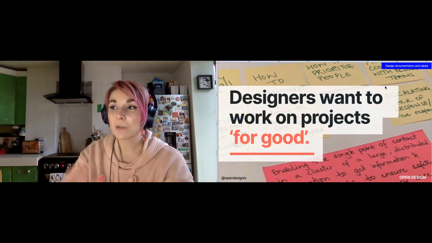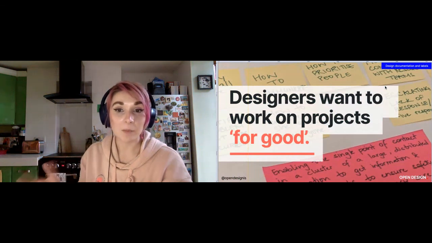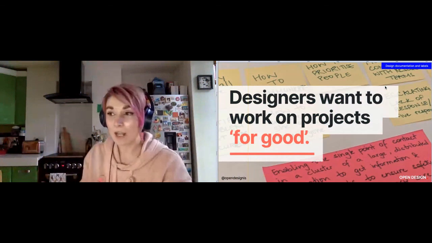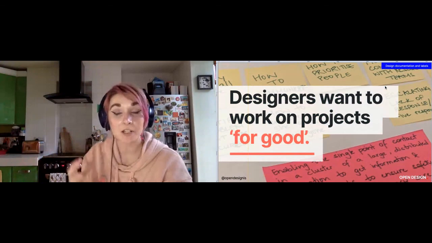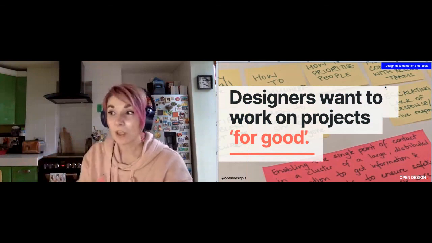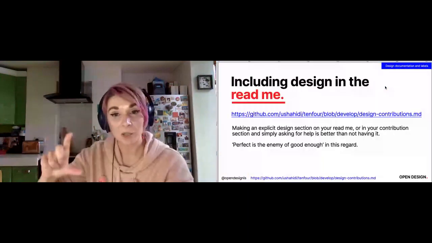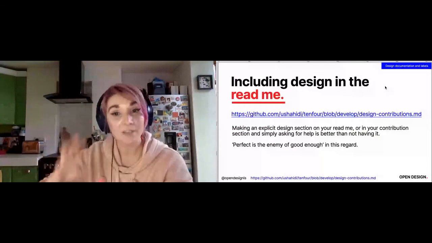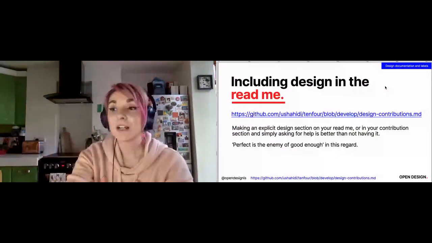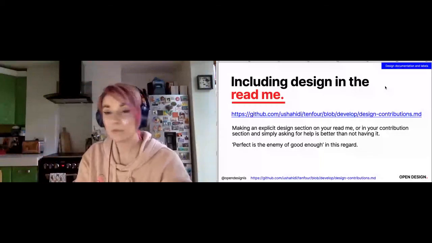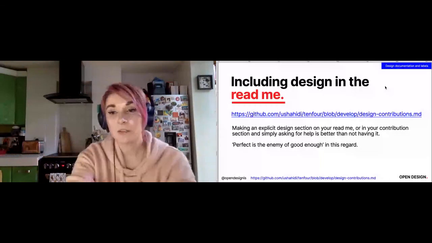So I want to talk about the readmes of repos and of projects. The first task is looking at working on your readme and how you include design as an explicit section within your readme documentation. I'm going to give you a couple of different examples. We're going to work on how you might start to include that design section in the readme of your repo, or how you might rework it if it already exists. We've got a link there at the moment. I can drop it in the chat as well so that it's a little easier for people to get to.